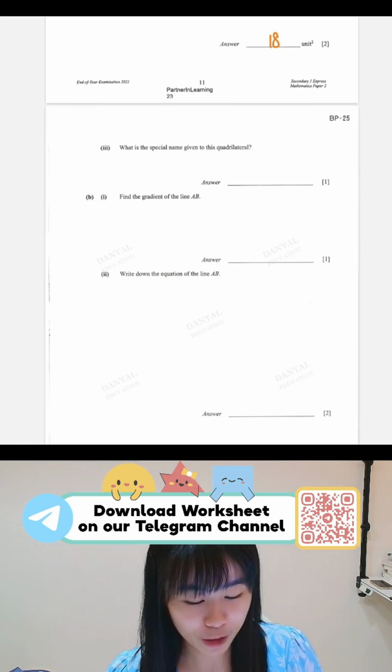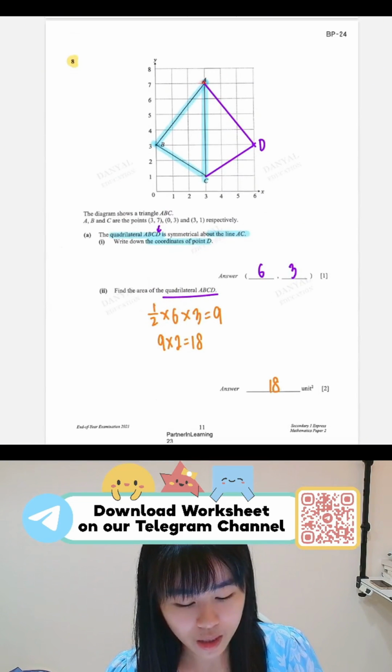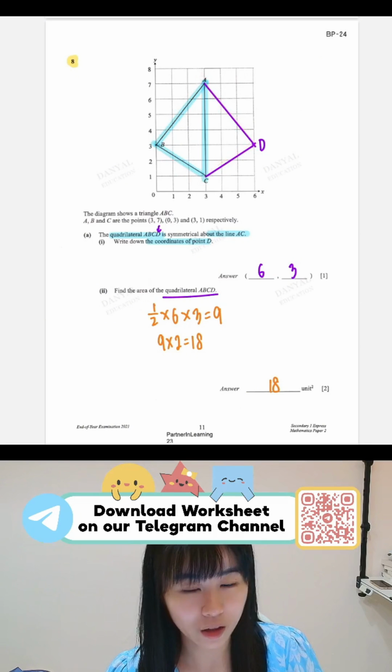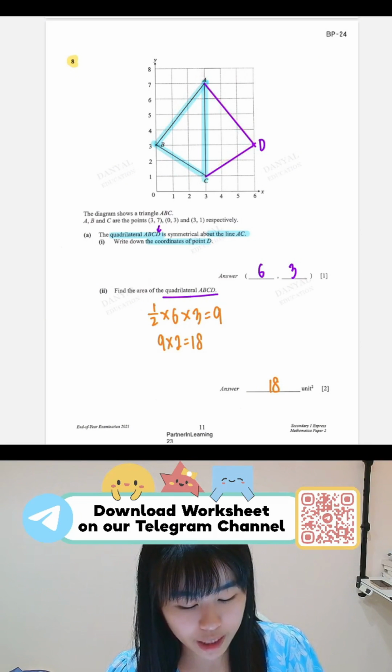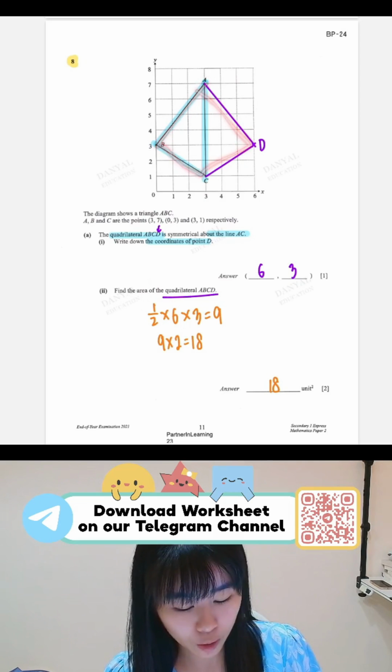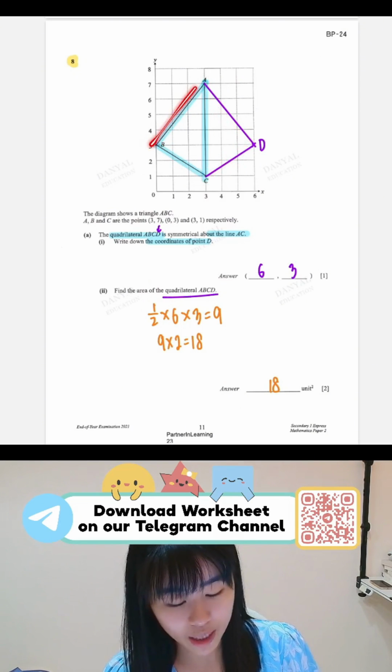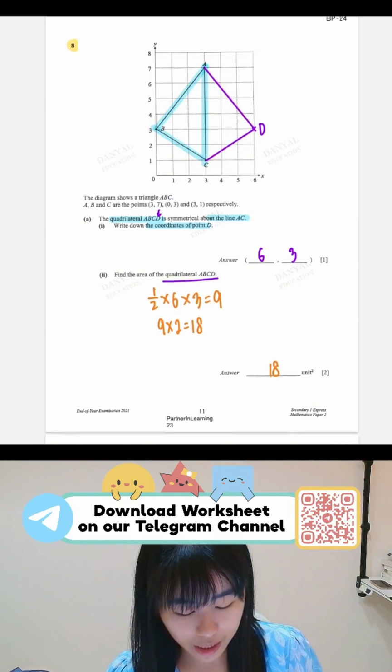What is the special name given to this quadrilateral? This name is called a kite. How do you know it's a kite? The kite actually is 4-sided and doesn't have parallel lines. But for a kite, number 1, it is 4-sided. Number 2, this and this will be equal length. This and this will be equal length. So that's a kite.